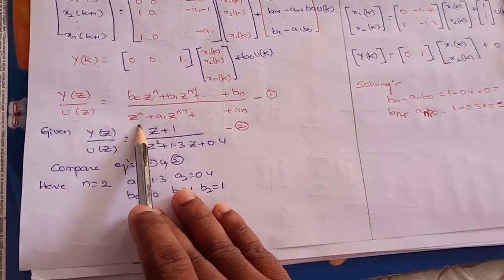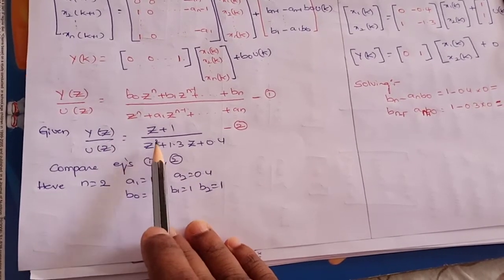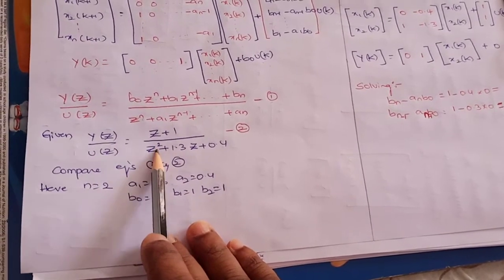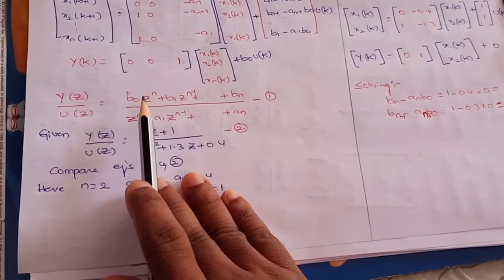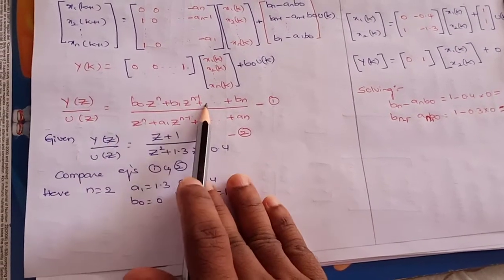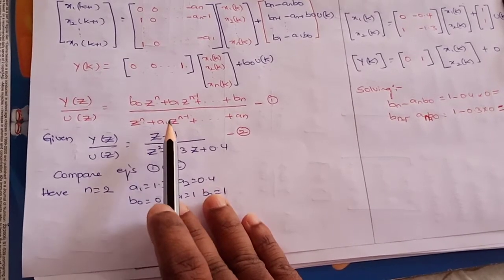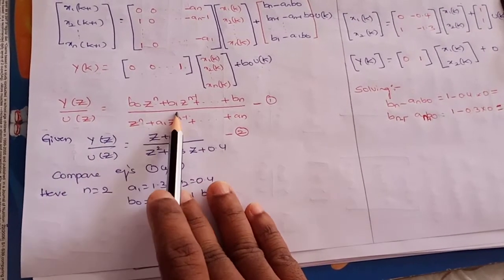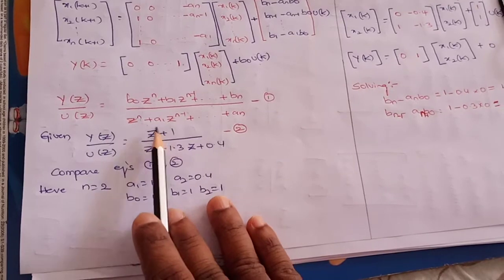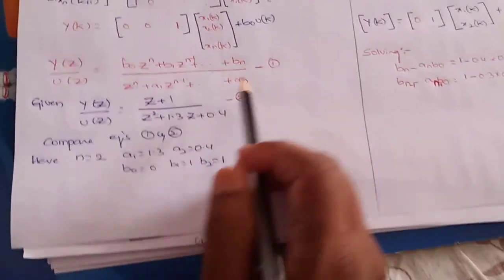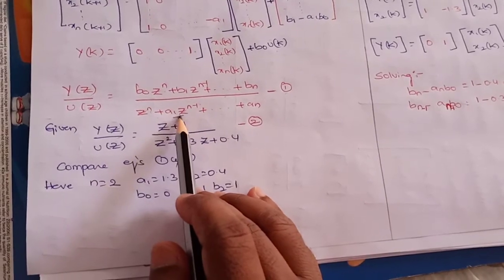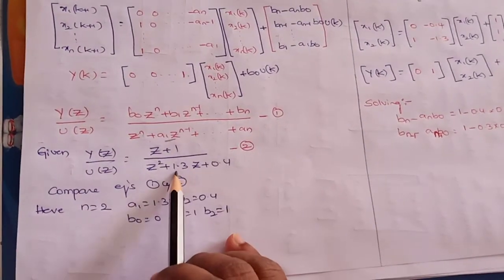Since the order here, z power n, is 2, we get only a1 and a2, and in the numerator we get b0, b1 and b2. If the order is 3, then we get a1, a2, a3 and b0, b1, b2, b3. Since here n equals 2, we get only a1 and a2. We have already seen this kind of problem; just compare these terms with the given equation.